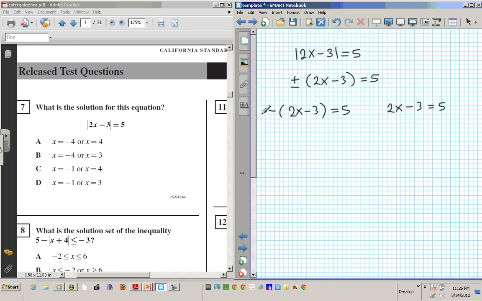Alright, let's solve this. There's a 1 here, so you distribute the negative to both of these, which flips the sign. Negative 2x plus 3 equals 5. Subtract 3 from both sides, and then you have negative 2x equals 2. Divide both by negative 2, and then you have x equals 1. So there goes your first answer.